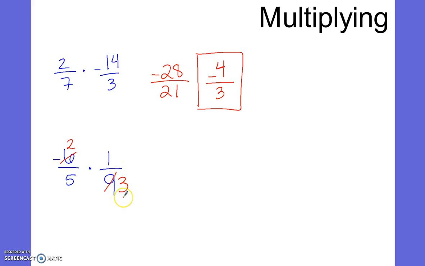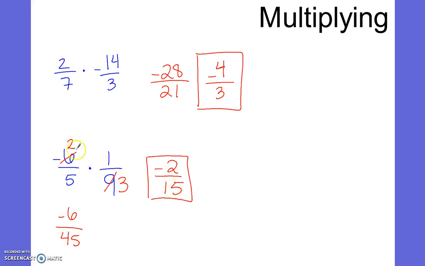And then you go from there. Okay? So negative 2 times 1 is negative 2. And then 5 times 3 is 15. And then you can see here, I can't simplify that because I simplified earlier, and I get negative 2/15. Now let's say you didn't simplify, just to show you. Negative 6 times 1 is negative 6. And then 5 times 9 is 45. Well, you can reduce this whole fraction by 3. So 6 divided by 3 is 2, and 45 divided by 3 is 15.